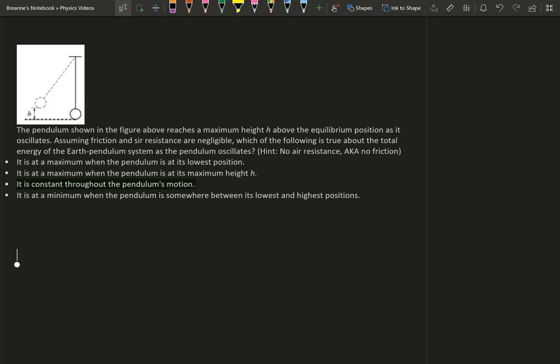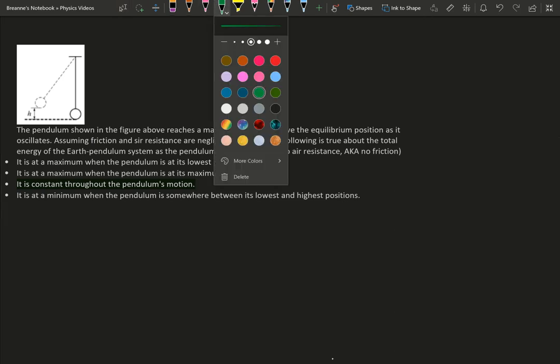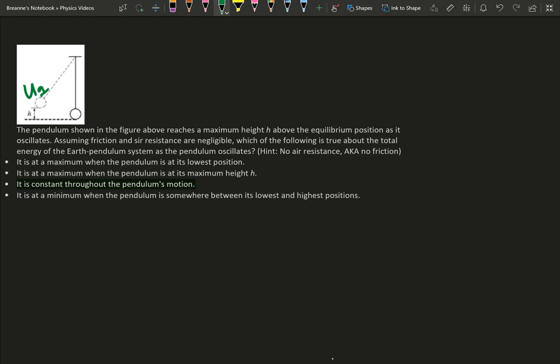So I've given you, it's the Earth pendulum system. So you have to think about Earth, it does play a part in it. So why is it important to have the Earth play a part in it? Hopefully you realize because it's gravity that's pulling it down. So if you think about your energy, up here we have gravitational potential energy. Down here we have kinetic energy. And since there's no air resistance, there's no friction, that means that your potential at the top equals your kinetic at the bottom. And that is true because of your conservation of energy.